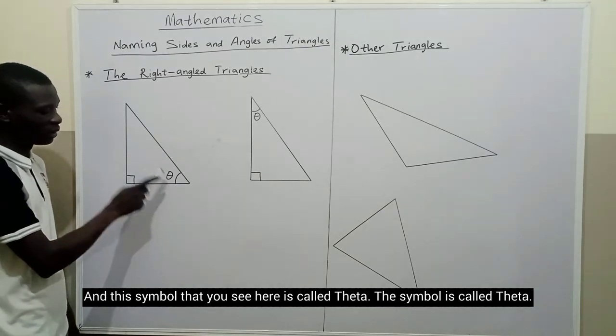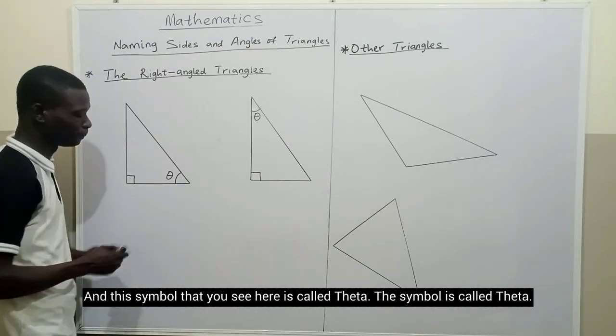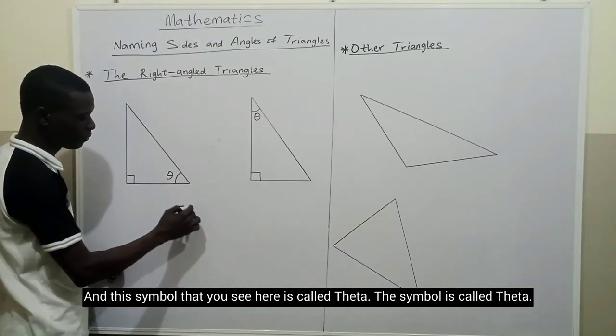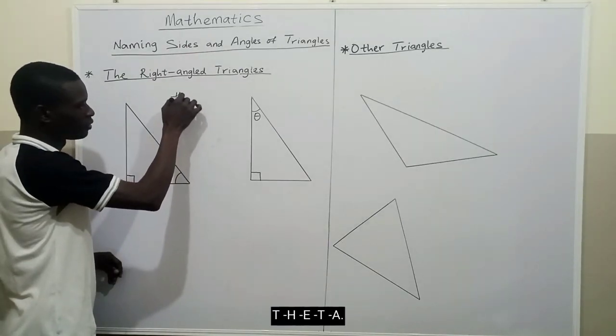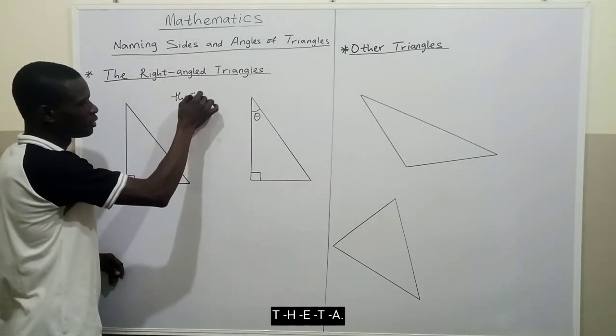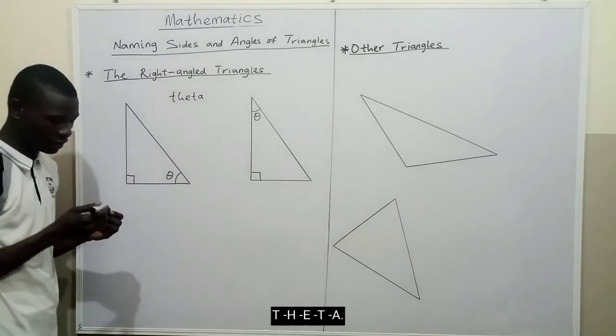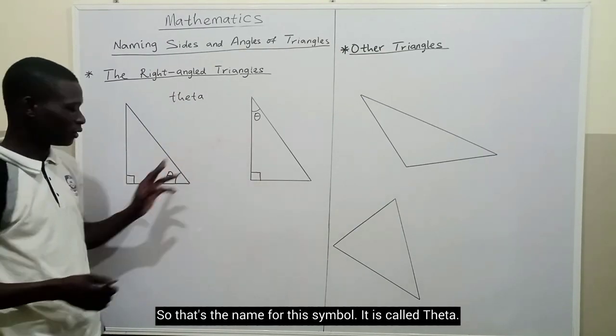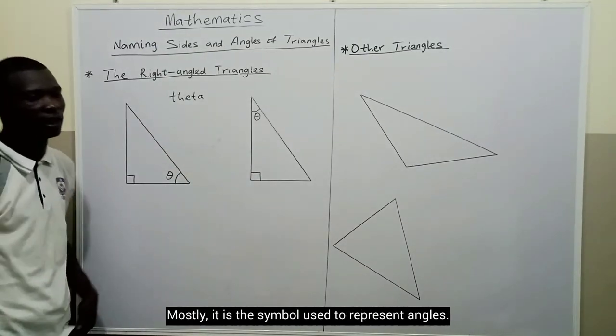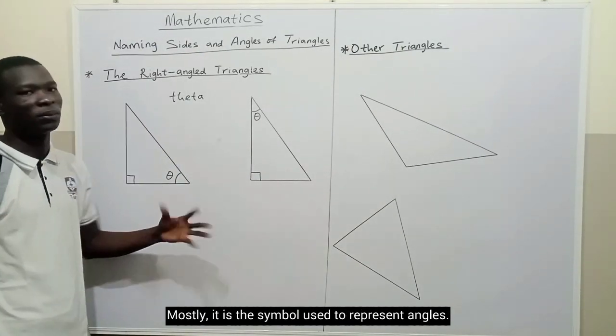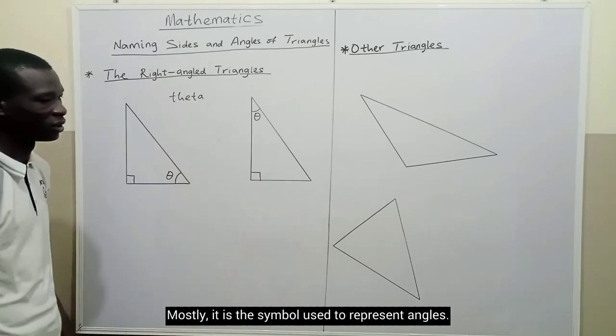And this symbol that you see here is called theta. The symbol is called theta. So that's the name for this symbol. Mostly it is the symbol used to represent angles. So we call it theta.